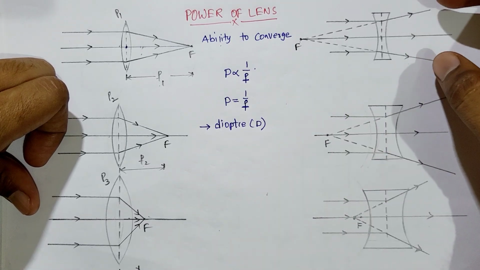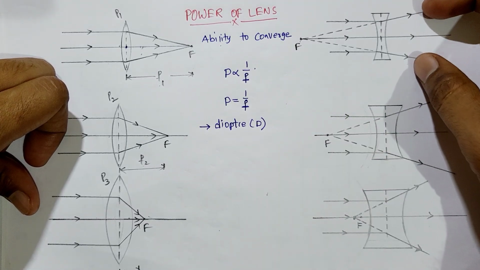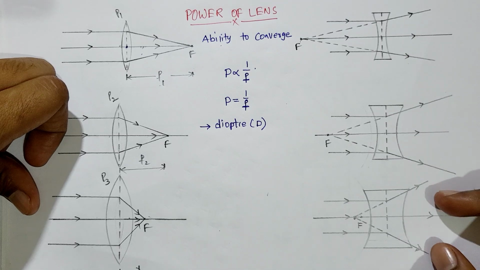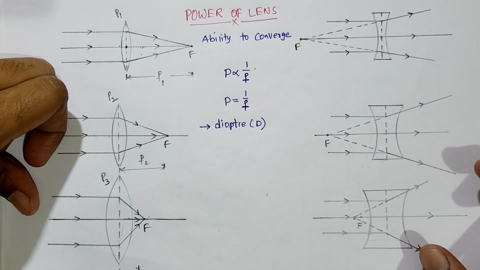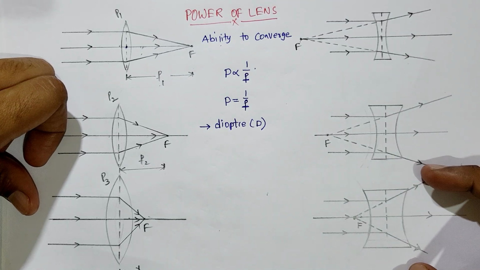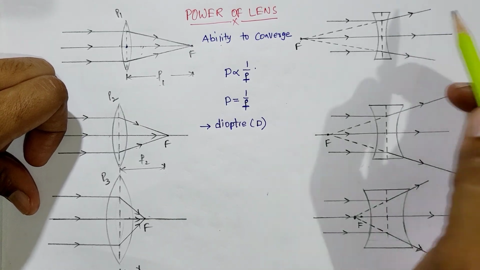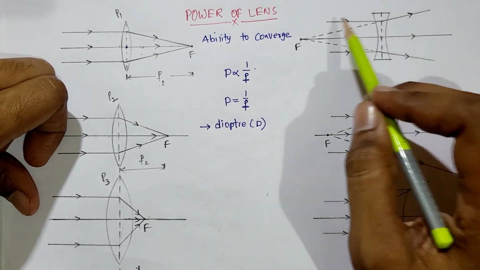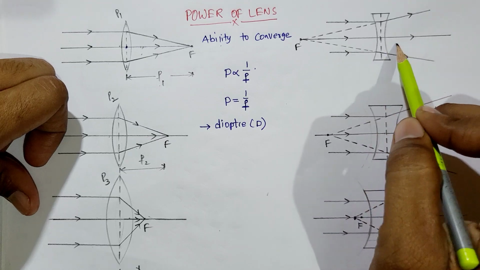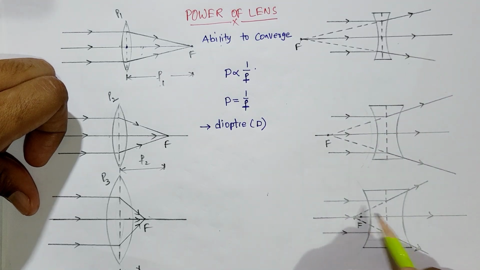So the diverging nature of these light rays is less. Look at these light rays. How much diverging nature do they have? They have maximum diverging nature. They have very less diverging nature. So the ability of this lens to diverge the parallel beam of light rays is less. The ability of this lens to diverge the parallel beam of light rays is very heavy.